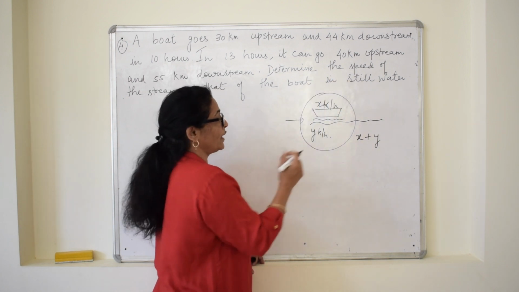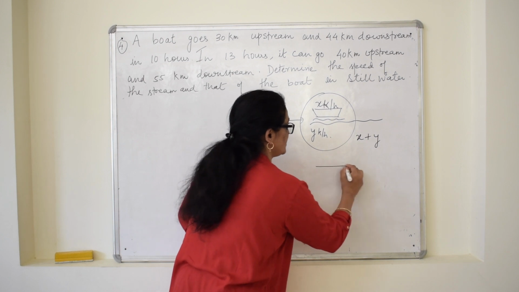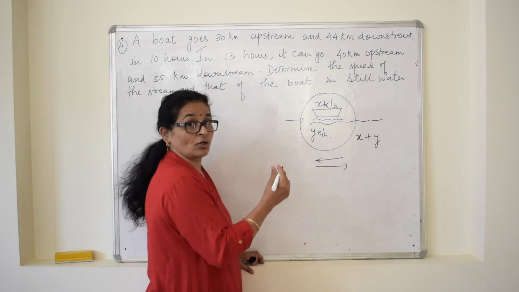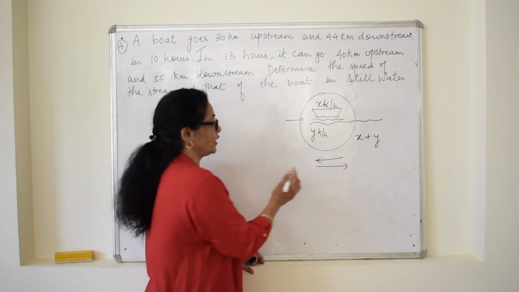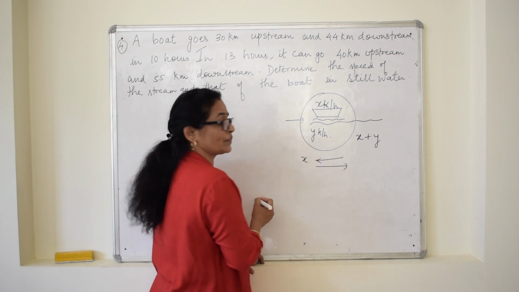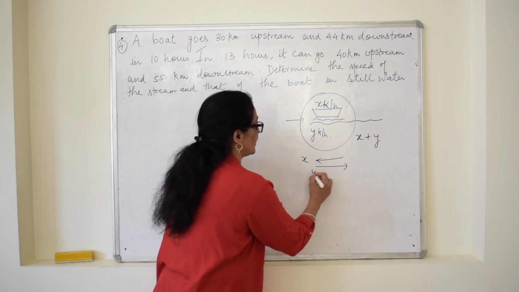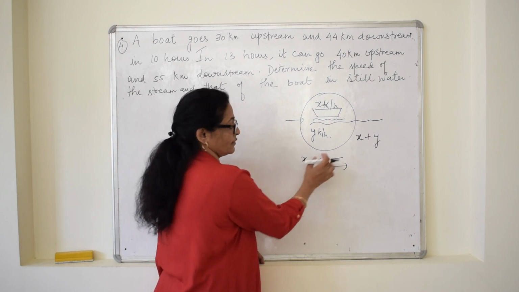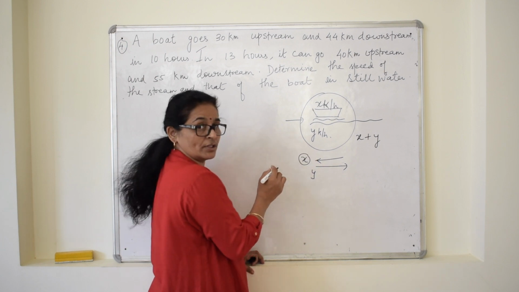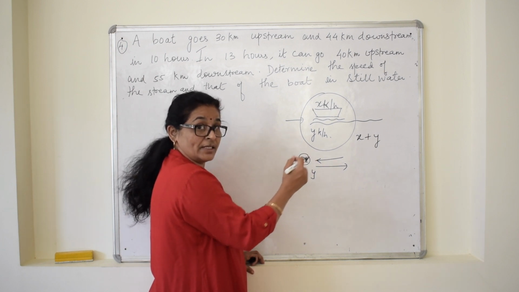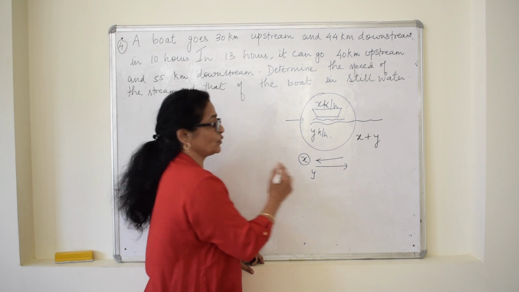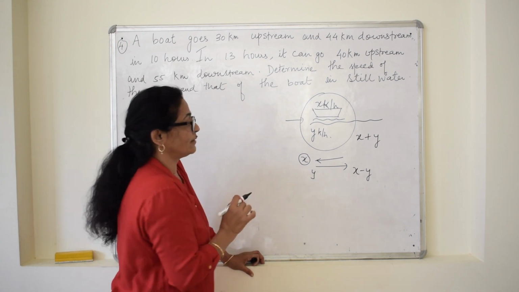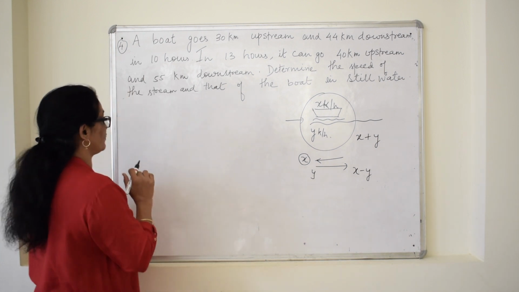On the other hand, if the boat comes in the opposite direction, meaning the stream is in this direction and the boat is coming in the opposite direction, we call it upstream. The boat is coming with x kilometers per hour and the stream is y kilometers per hour. So in this case, the total speed of the boat will be its speed minus the speed of the stream, so that will be x minus y. We have to understand very clearly the meaning of upstream and downstream.